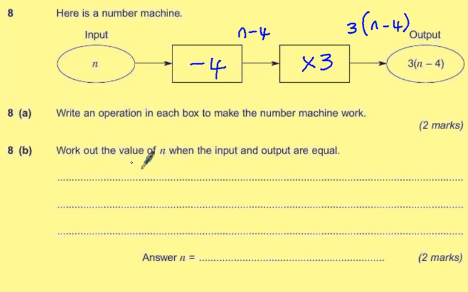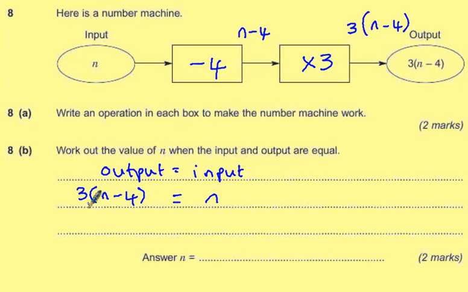Part B says work out the value of n when the input and output are equal. So the output is equal to the input. It's important why I put the output on the left hand side here, because I'm going to end up with my output as 3n, which is going to be bigger than the number of n's on my right hand side, the input. So my input is n, my output is 3 brackets n minus 4.